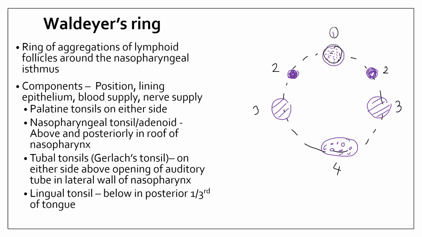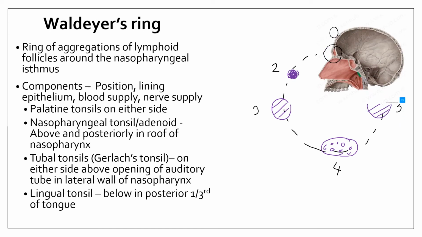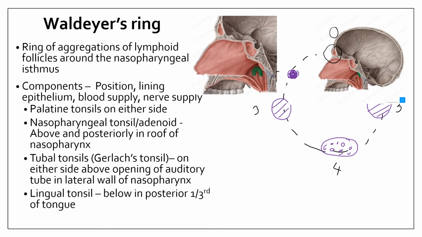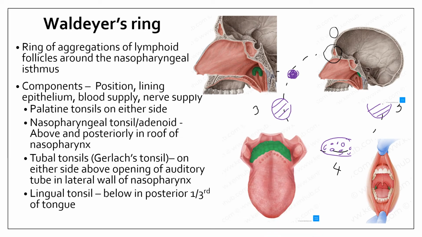So if you get a separate note on Waldeyer's ring, you have to describe each of these under the following heads: position, the lining epithelium, the blood supply, and the nerve supply. And this ring of lymphoid tissue forms the first line of defense for both the food as well as the airway. So this is the roof of nasopharynx, this is the tubal tonsil, this is the palatine tonsil and the lingual tonsil.